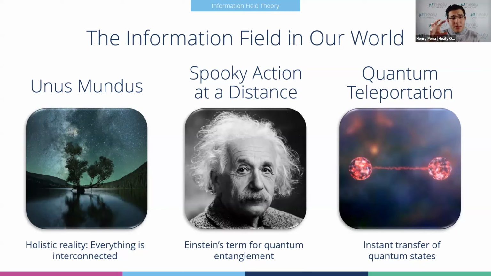And the reason why this concept is important is because unus mundus, again, has to do with a holistic reality where everything is interconnected. The exact same way that the information field connects us all. So these are concepts that have already existed for hundreds of years, and very renowned, very popular, very famous and respected thinkers like Carl Jung have even talked about concepts like this before.